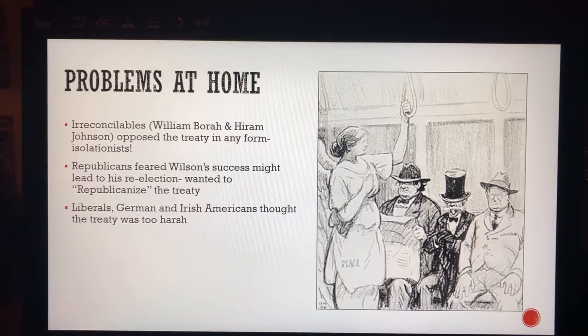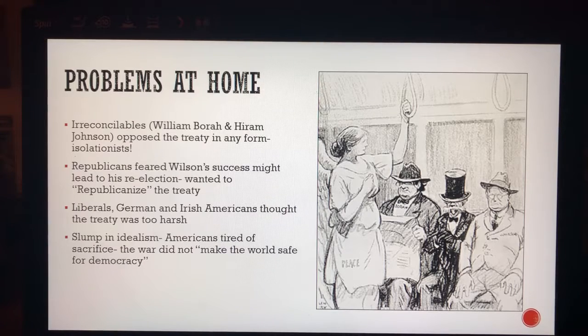Liberals, Germans, and Irish Americans, they look at this treaty and they realize that Germany's blamed for a lot of it, and they felt that it was too harsh. The Irish are upset because Britain gets claim to their land. There's going to be a slump in idealism. We're going to see many Americans sacrifice so much in the war that the whole thing of them getting involved in this war was idealism. We had to make the world safe for democracy. But they realized, well, they sacrificed a lot. It's not really safe. And they want to indulge. They're tired of sacrificing. This is going to lead to the mindset of the 1920s where people did indulge.